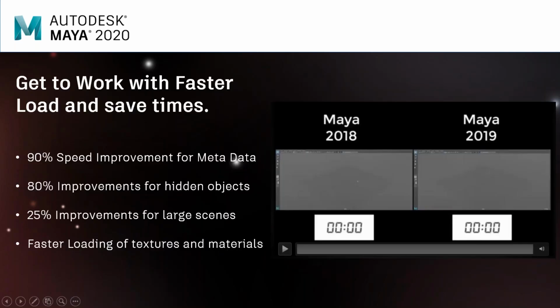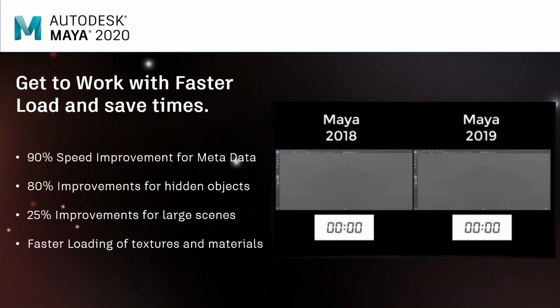Another thing that artists grapple with in the day-to-day workflow is how long it takes them to load and save files inside of Maya. So since 2016, 2017, we made a conscious effort to improve the system that deals with file loading and saving times inside of Maya. So with the release of 2019 and 2020, you can see vast improvements when it comes to file save and load times with Maya. We can now say that we've got a 90% speed improvement for metadata, 25% improvements for large scenes.